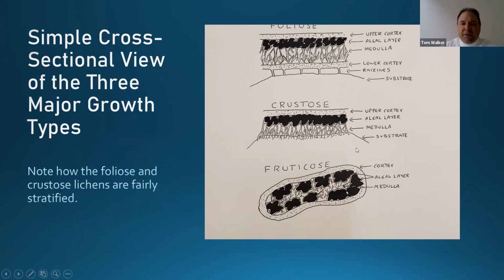Crustose in the middle, there is no lower cortex because the medulla attaches directly to the substrate. So crustose lichens, you cannot remove them without actually removing the substrate. So that would mean like bringing a hammer and chisel to a rock, or cutting off a piece of the bark with a knife. And fruticose down here at the bottom, they're very different. There is no lower surface. The outer surface goes all the way around. And so most fruticose lichens are round, but some of them can be flattened. And I just want to emphasize the fact that this outer surface goes all the way around, protecting the interior, and the algae are just on the inside of it.